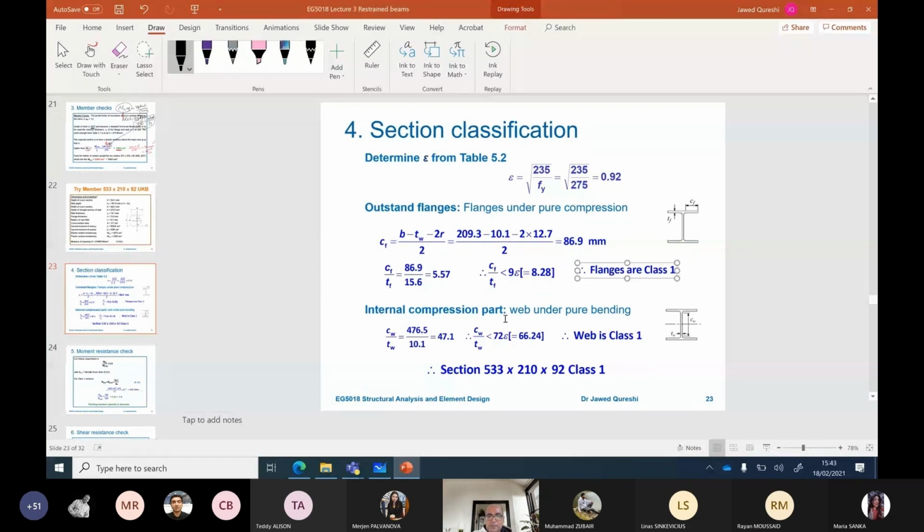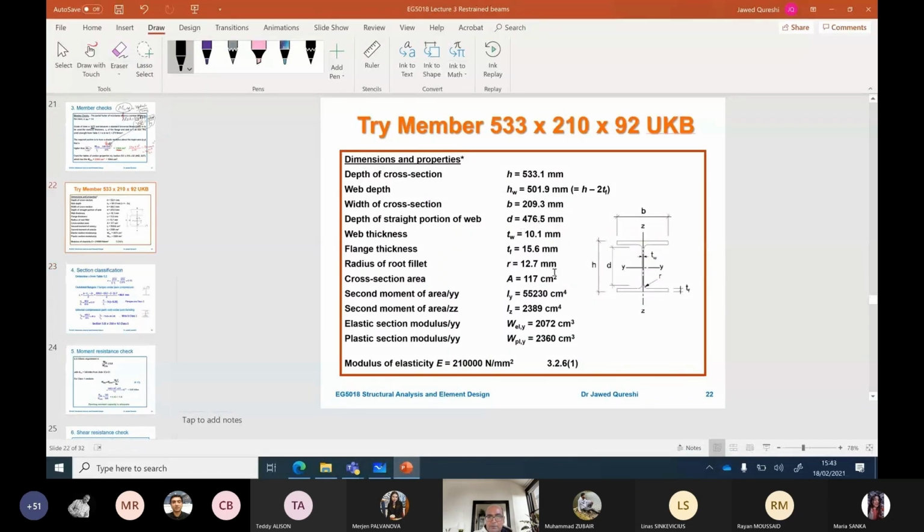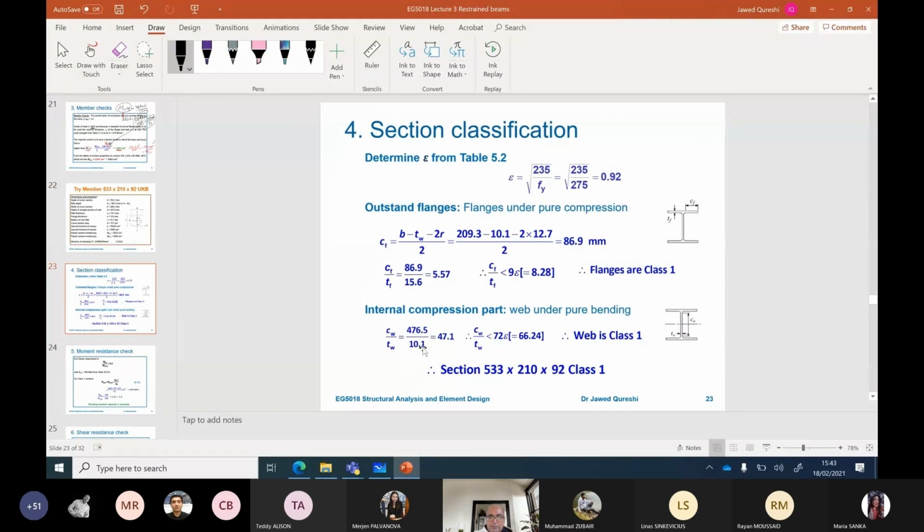So the flanges are class 1. For the internal compression part, or web under pure bending, CW is given as D in the section table. So D is 476.5 divided by TW from the section table, and the limit for class 1 is 72 epsilon, and we multiply by this epsilon that we worked out here. The web is class 1. Overall classification is class 1 for the section, and it means that I can apply this WPL Fy over gamma M0 formula. If it was class 3, then my assumption of using WPL would have been wrong, and I would have chosen elastic modulus. But most of the sections in the section table are class 1 or class 2 for beams.